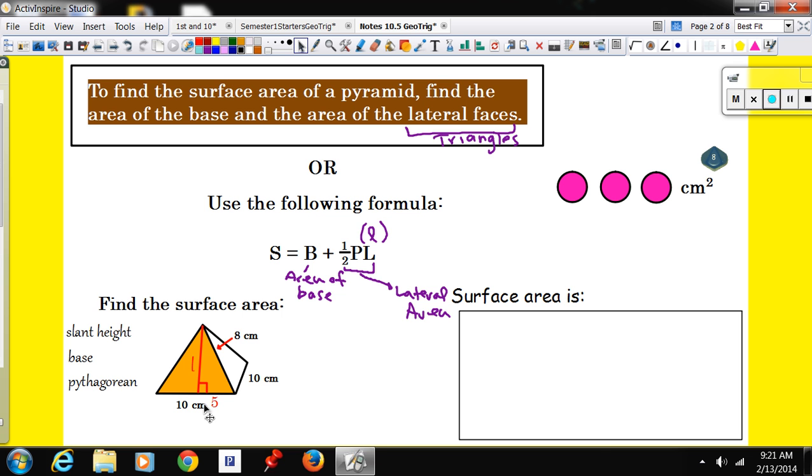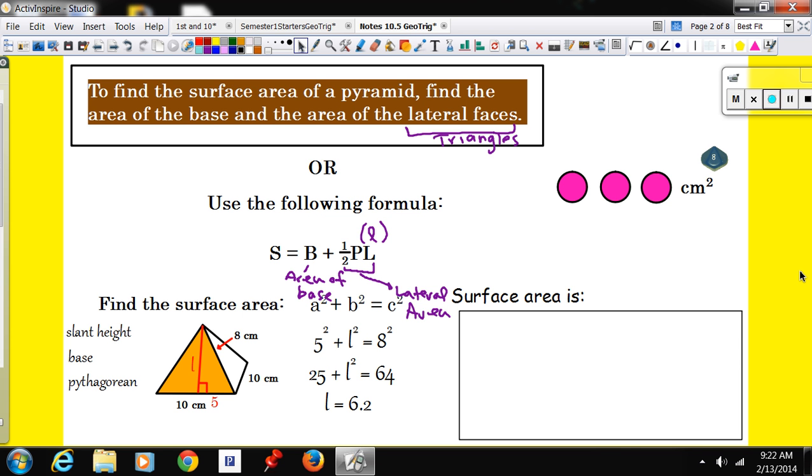Let's use the Pythagorean theorem, right? A squared plus B squared equals C squared. C would be our 8. So there it is right there. 5 squared plus L squared would equal 8 squared. Just plug them in. You then solve it, and then you put your L as 6.2. So your slant height, which is the height of my triangle, is 6.2.